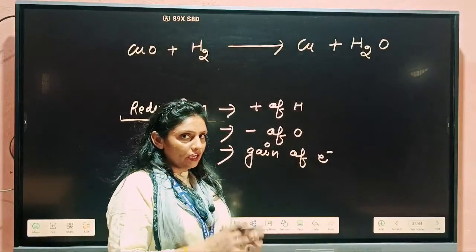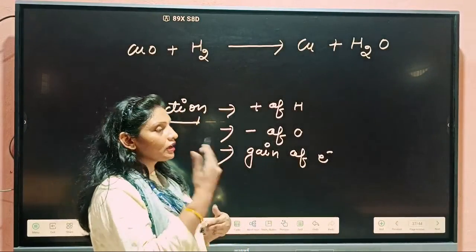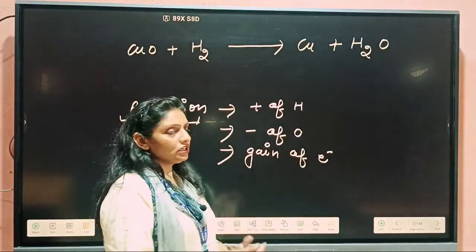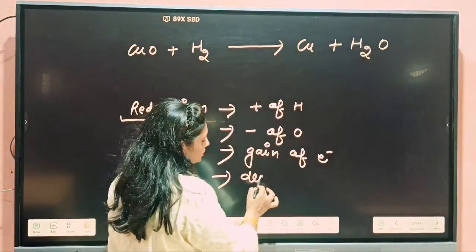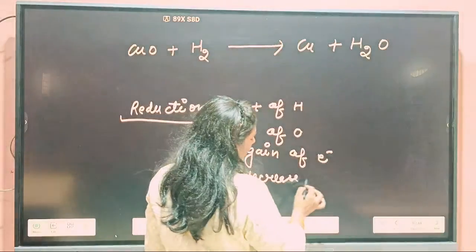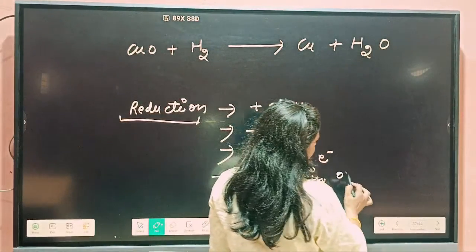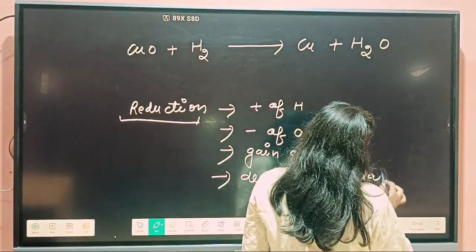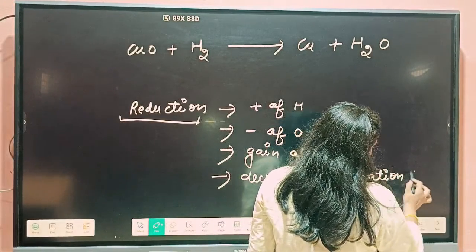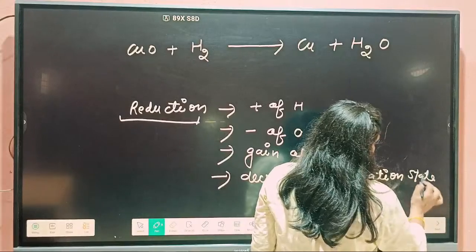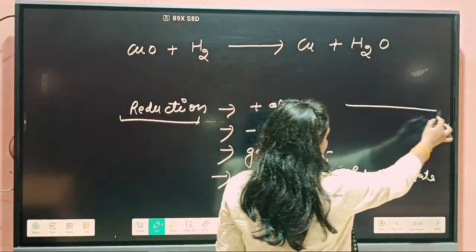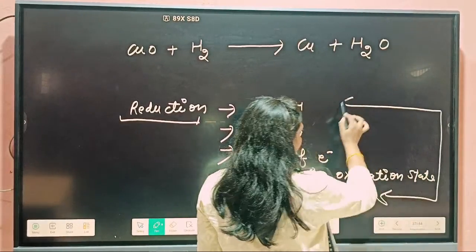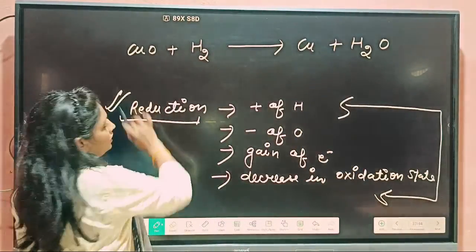जिसमें इलेक्ट्रॉन का गेन होगा, ऑक्सीजन का रिमूवल होगा, या फिर हाइड्रोजन का गेन होगा, या फिर डिक्रीज इन ऑक्सीडेशन नंबर, डिक्रीज इन ऑक्सीडेशन स्टेट, then it is known as the reduction. Students, if any one of the conditions is followed, then reduction process will be there.